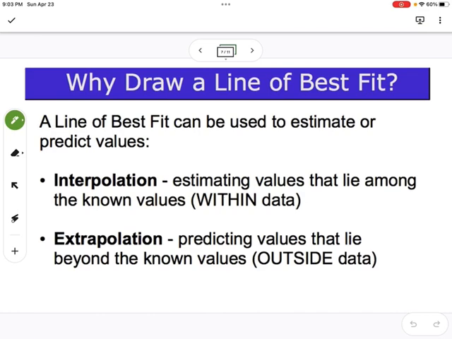So interpolation is if we are making an estimate that is within the data set. And extrapolation is predicting values that lie beyond the known values. So if we create a little scatter plot, and we have a line of best fit for that.